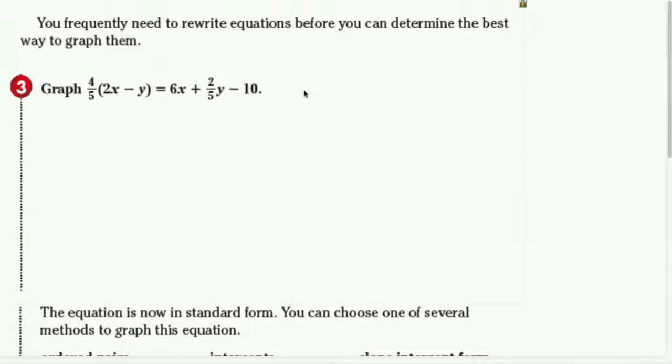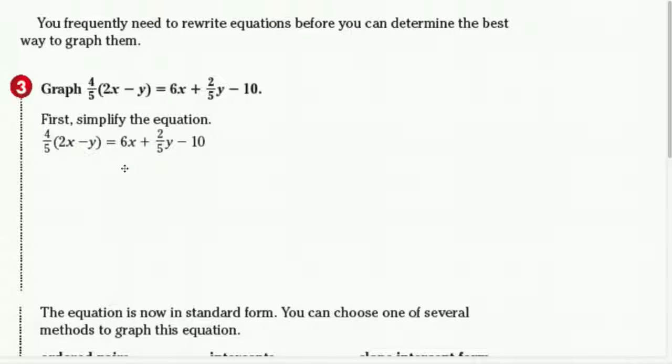Before we look at example number 3, you frequently need to rewrite equations before you can determine the best way to graph them. So we have this equation: 4/5 times the quantity 2x minus y equals 6x plus 2/5 y minus 10. We want to rewrite this equation so we can find out how to graph it. First things first, simplify the equation. Remember, an expression is in simplest form when there are no parentheses and there are no like terms. So we need to simplify both sides of the equation.